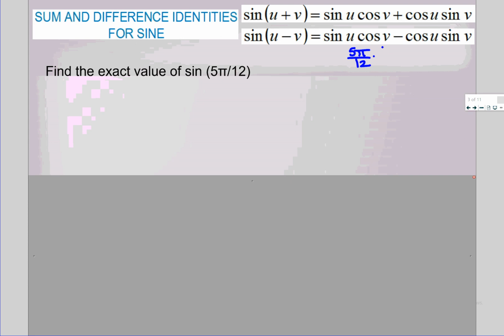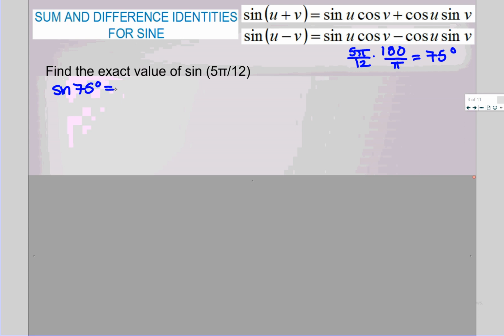180 over pi, yep, okay. So the pi's are going to cancel, and then you have a calculator. You can just multiply 5 times 180 on top, divide by 12. I'm going to get 75 degrees, okay? So we've got sine of 75 degrees.